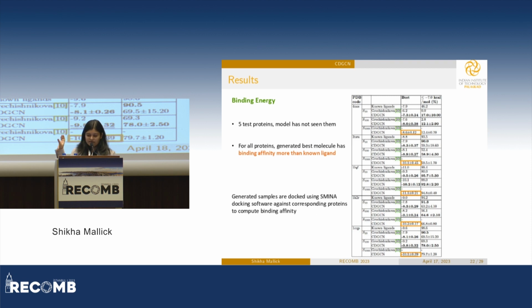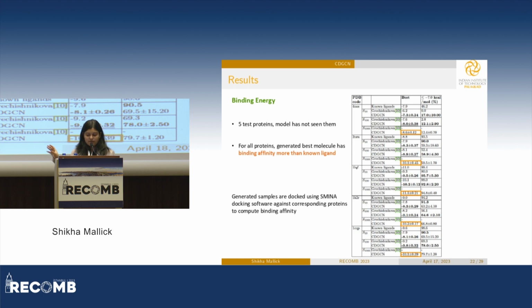Here, the table describes the binding energy of generated molecules for 5 test proteins, and these proteins were not seen by the model during training. So we observed that our model, CDGCN, could obtain a better binding energy for the best generated molecule compared to the known ligand for that protein. For example, for the first protein, 4NOS, the best generated molecule could achieve a binding energy of -8.6, whereas the known ligand has a binding energy of -7.9.